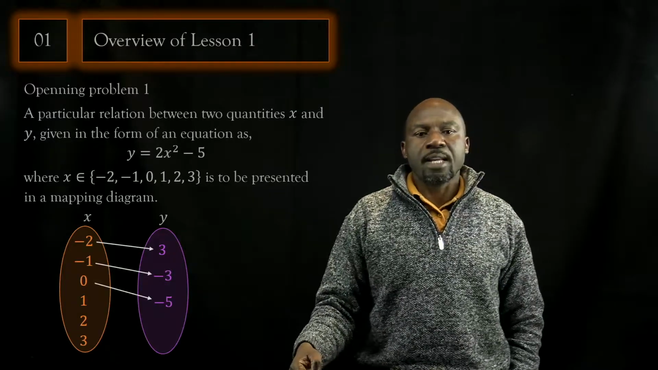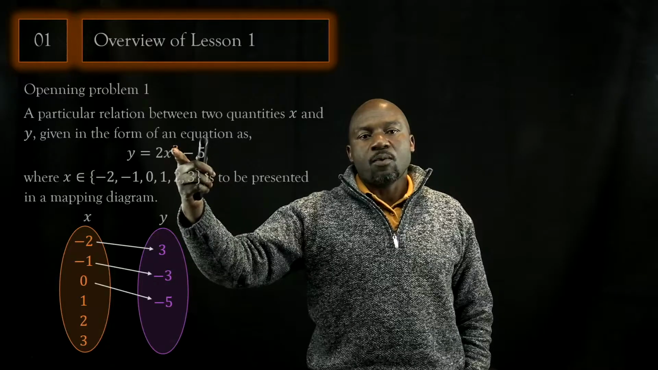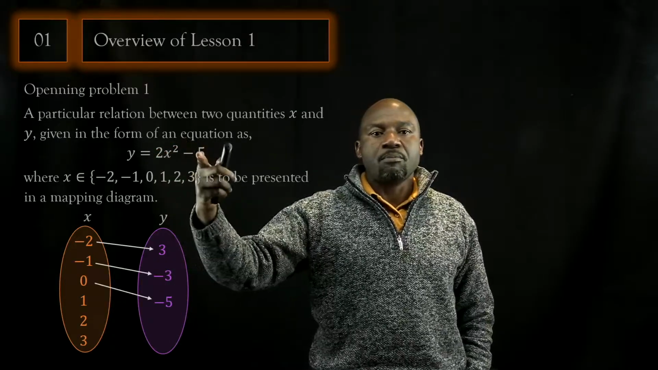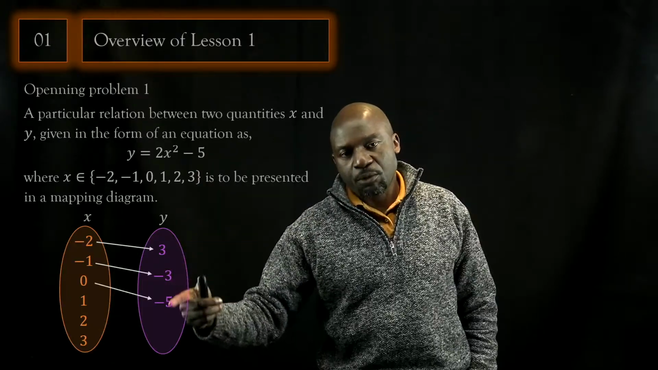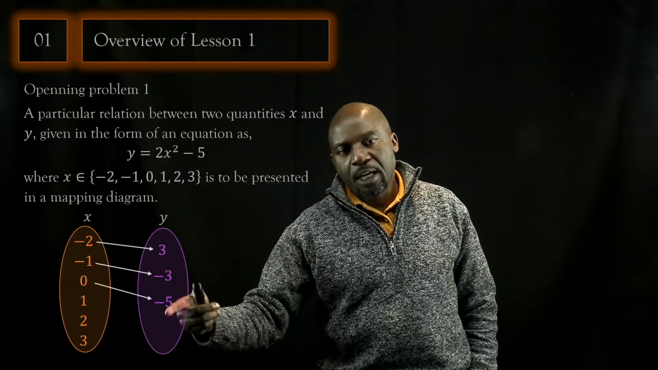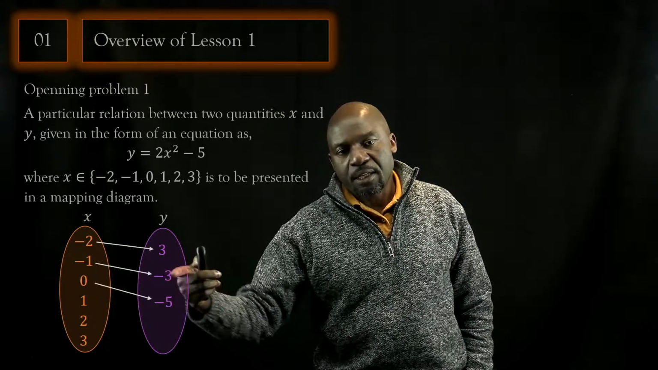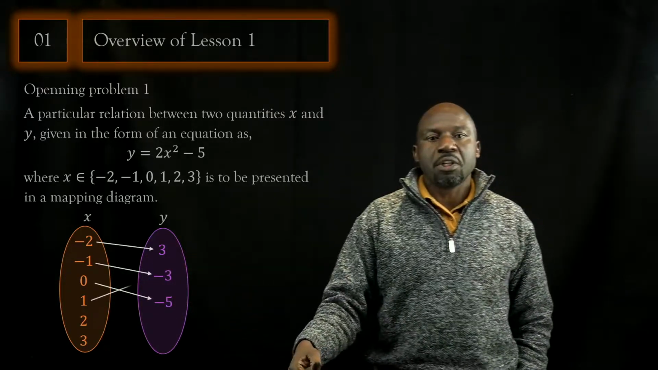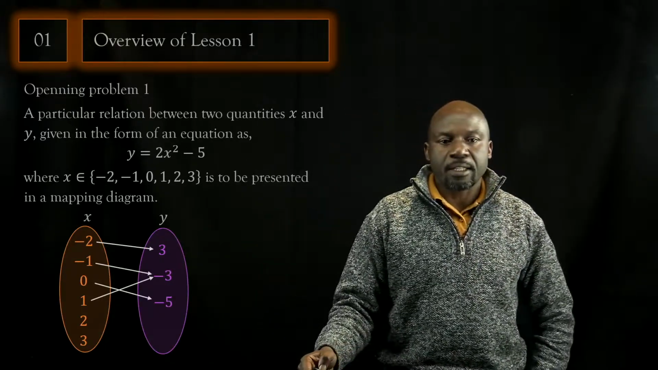When x is 1, substitute 1 up there. 1 squared is 1, times 2 is 2, minus 5 is -3. We already have -3 here, so we don't have to write -3 again. And so for 1, we need -3. So we draw an arrow to indicate the mapping of value of x to -3, like that.